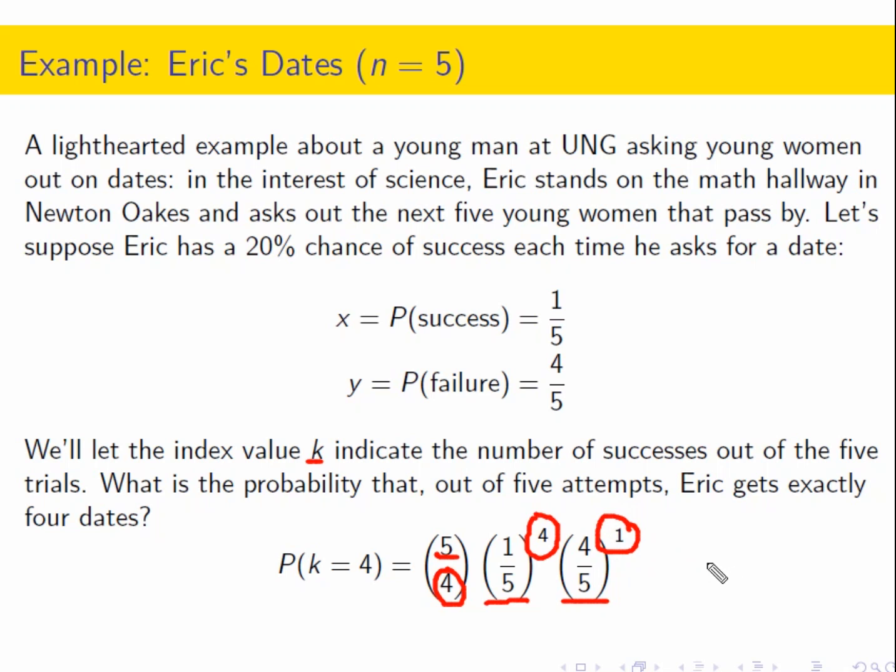So this is what we mean by using the binomial distribution. We know about these patterns. This 5 choose 4 tells me how many possible patterns there are going to be where there are 4 successes and 1 failure. And then I know from the previous example that I'm going to have this 1/5 four times in different patterns, and I'm always going to have this 1/4, this 1 failure.